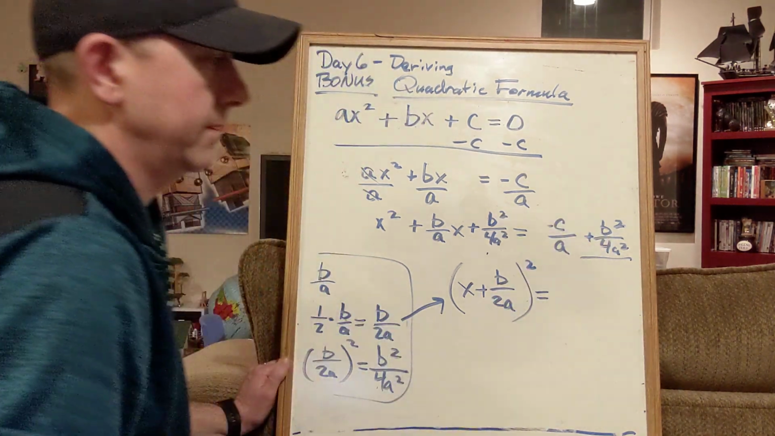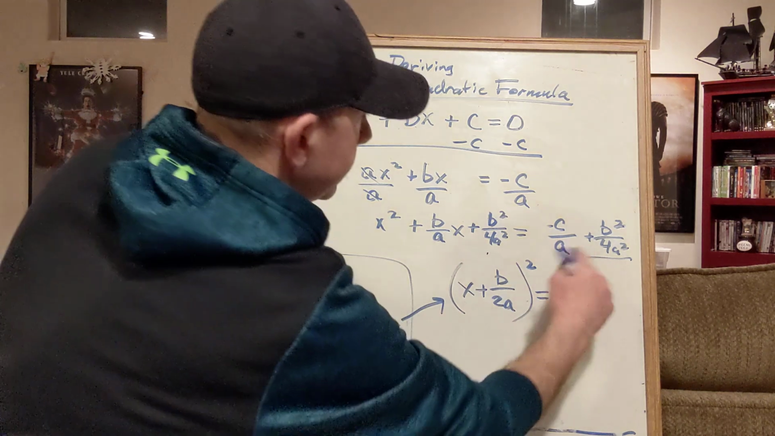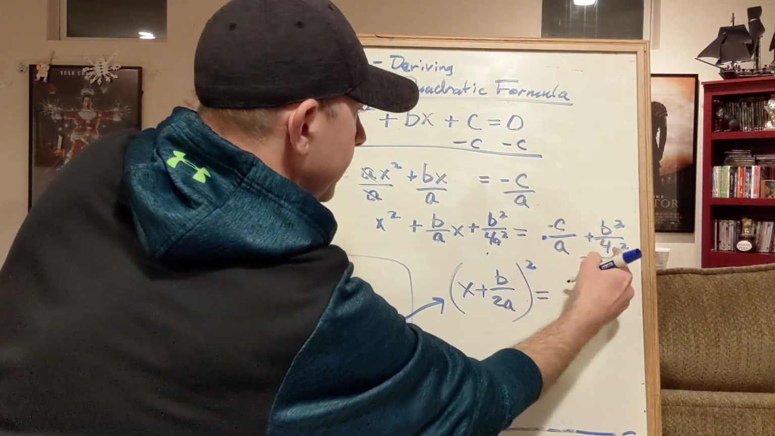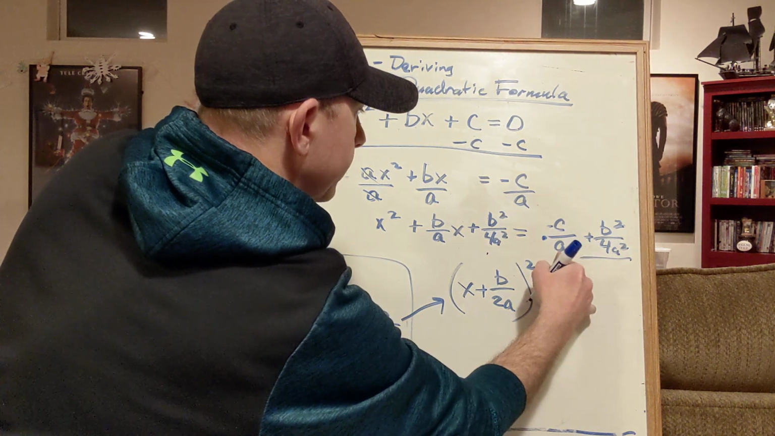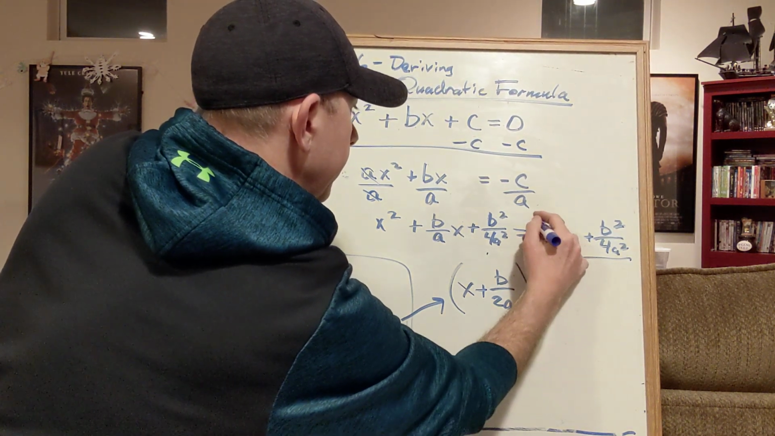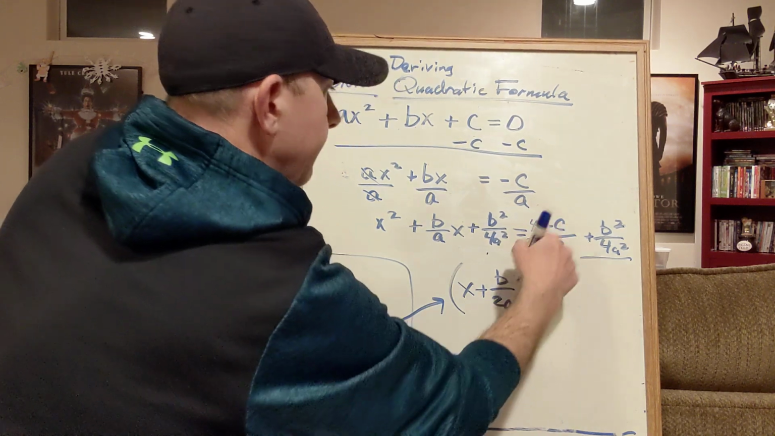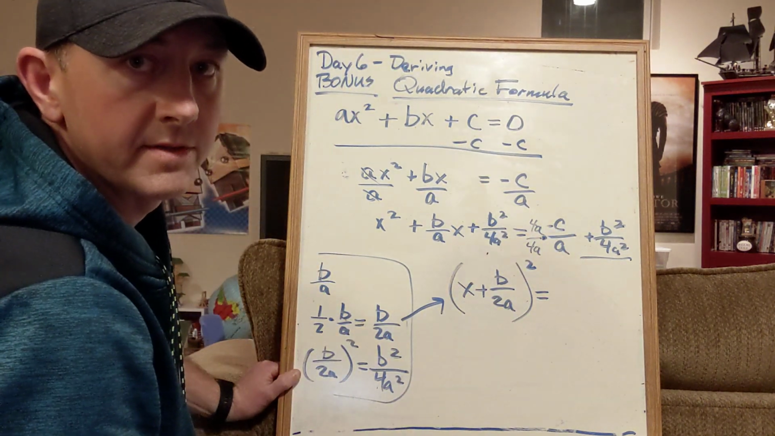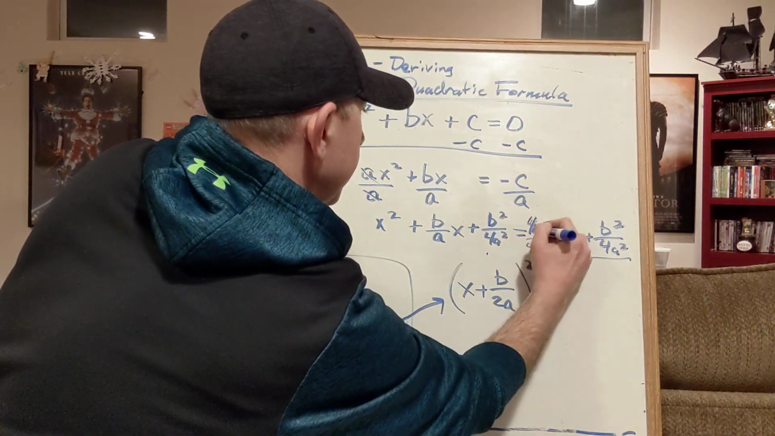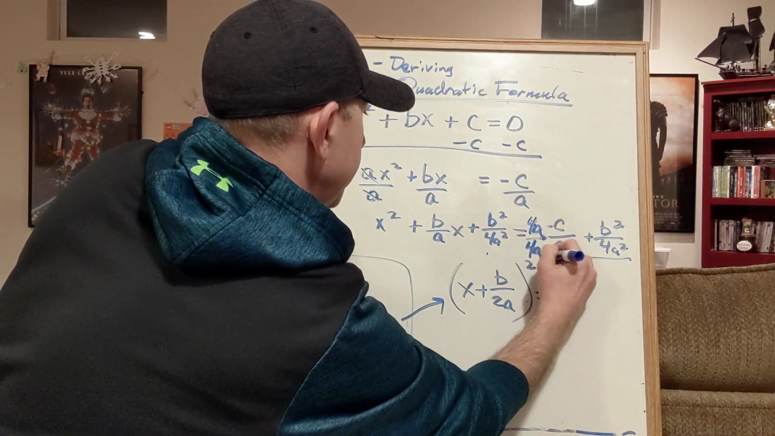Now over here, this is the difficult part. We have to make these common denominators. So since that's 4a squared, we need this one to be that too. So we're going to multiply by just 4a over itself. So 4a times negative c, and 4a times a. I know it's kind of hard to see there. Try to write that in a little bit better.